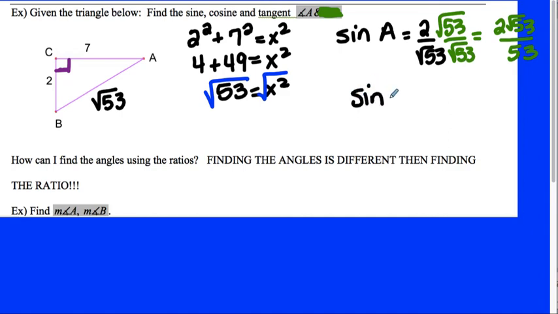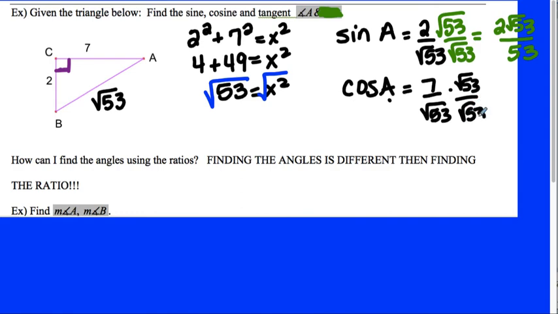All right, the cosine of A. The cosine of A is equal to 7, adjacent over the hypotenuse. So 7 over root 53. I have to rationalize. So that's going to give me 7 root 53 over 53. And then the tangent of A, the tangent of the angle would be the opposite over the adjacent, so 2 over 7. All right, so that's how I can find the ratios of side lengths.